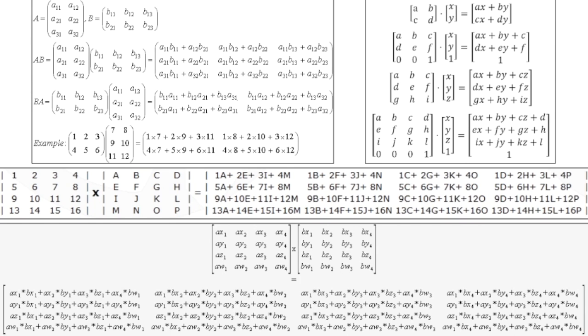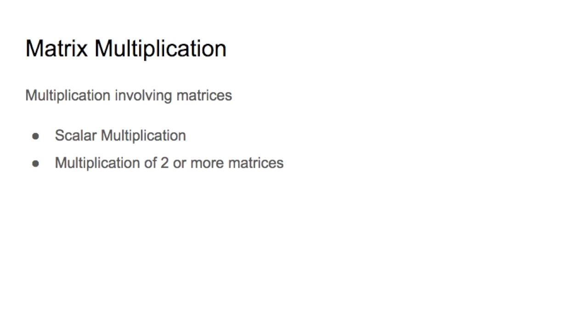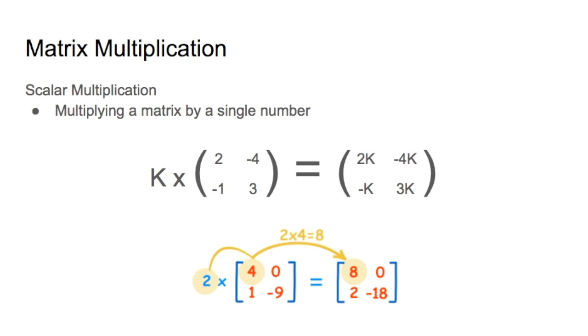This is what matrix multiplication looks like, but don't worry, it's a lot simpler than it looks. So, matrix multiplication is basically just multiplication involving matrices. It can be separated into scalar multiplication and multiplication of 2 or more matrices. Scalar multiplication is essentially just multiplying a matrix by a single number.